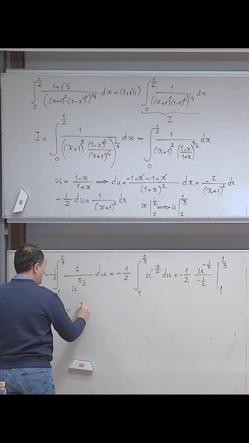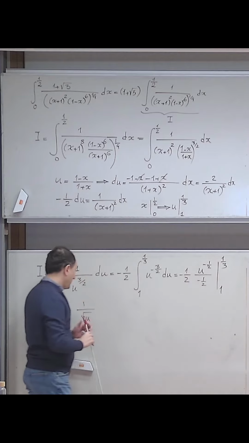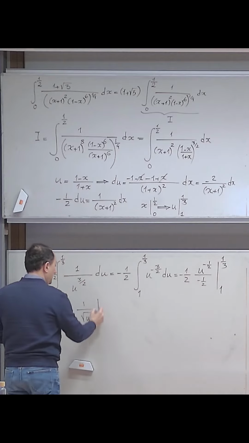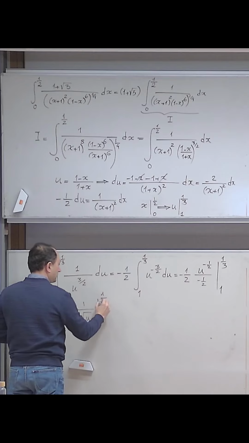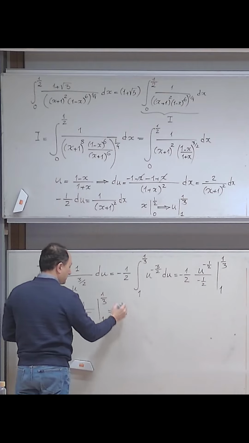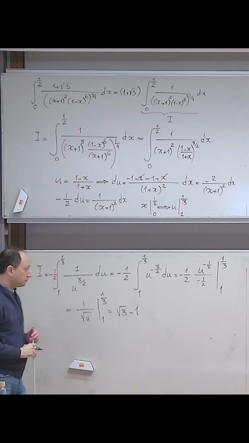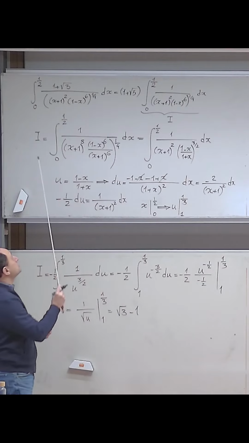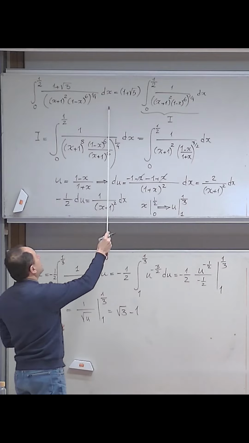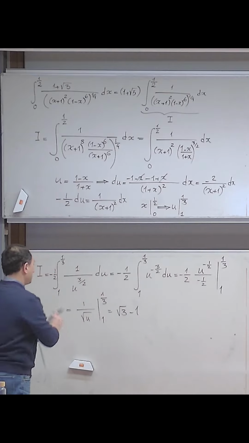And then I can write it as 1 over the square root of u, because u to the power -1/2 can be written in this form. And it goes from 1 to 1/3. So if I put 1/3 here, it becomes the square root of 3. If I put 1 there, it becomes -1. But be careful. This is just I. My question mark is I multiplied by 1 plus the square root of 3.